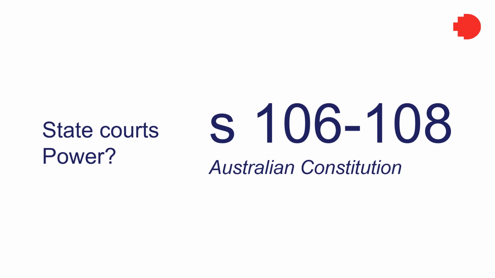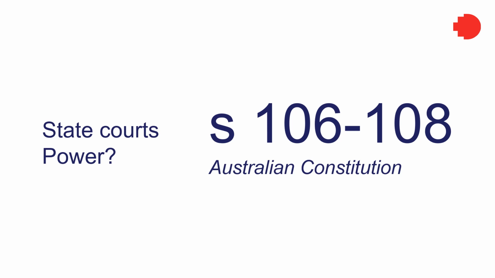For example, the power to review the lawfulness of actions of the executive branch is said to be such a function. All states except WA have now expressly conferred this jurisdiction on their respective supreme courts by legislation. So that's another example of the separation of powers being entrenched, whereby state-based supreme courts have jurisdiction to adjudicate on the lawfulness of actions of the executive branch. In addition to supreme courts, each state has at least one lower court, like a county court or a district court or a local court, and again they get their powers from state legislation.